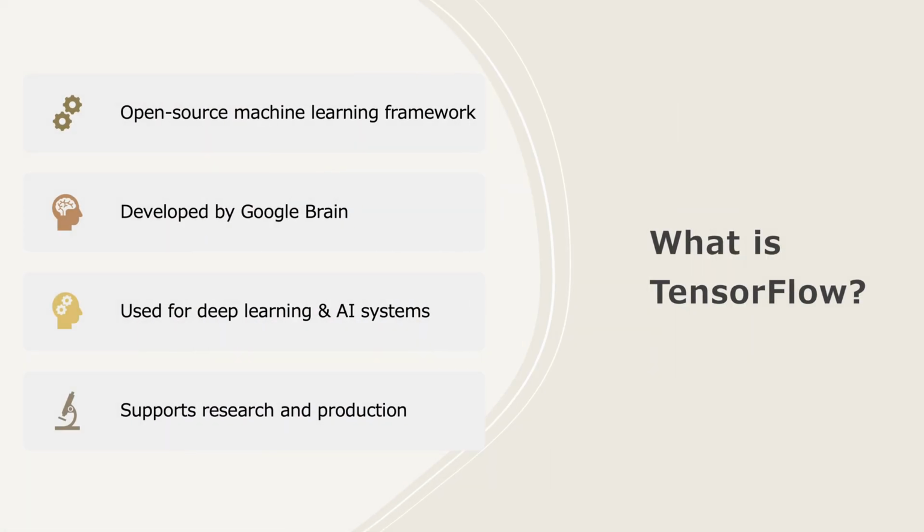TensorFlow is an open-source machine learning framework originally developed by Google Brain. It is designed to build, train, and deploy machine learning models, particularly deep neural networks. What makes TensorFlow especially important is that it supports both experimentation and large-scale production systems. It is not just a research tool. It is infrastructure for real-world AI applications. Today, we'll understand how it works conceptually and where it fits in AI engineering.